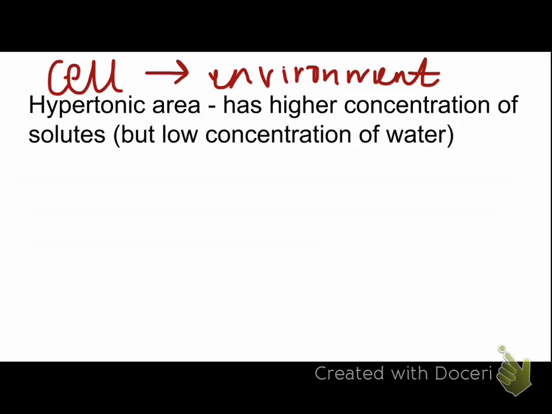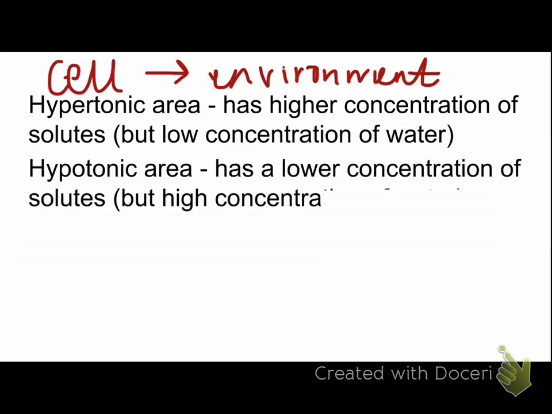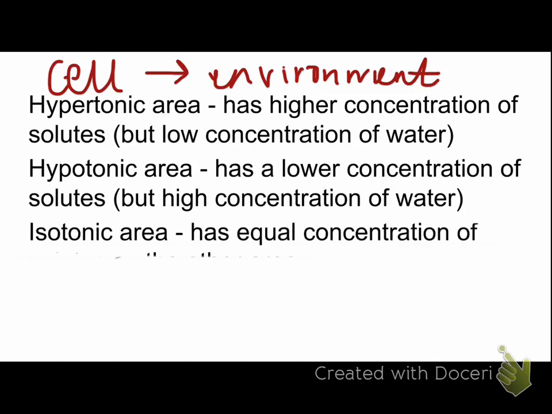But just keeping in mind that we're talking about solute concentration, but there's also water in all of these solutions. In a hypotonic area, that means that area, whether it's the cell or the environment or the solution that the cell is in, it's going to have a lower concentration of solute compared to the other. So either the inside of the cell compared to the outside, or the outside of the cell compared to the inside. In this situation, that area is going to have a higher concentration of water. And then if we are isotonic, it means that our concentration of solutes inside of the cell and outside of the cell is equal.